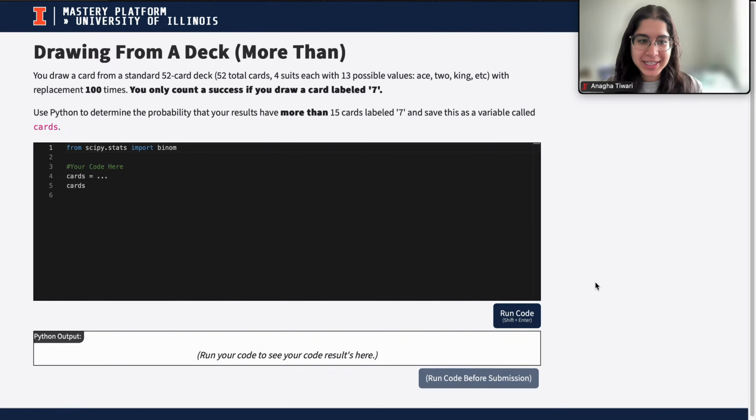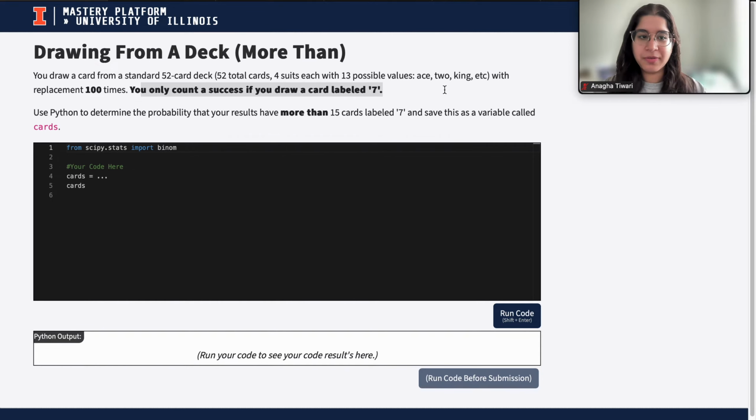I'm part of the Data Science Discovery team, and in this video today we will be doing a question on the binomial distribution. So let's go ahead and get started. Here it says you draw a card from a 52 deck of cards with replacement 100 times. You only count a success if you draw a card labeled 7.